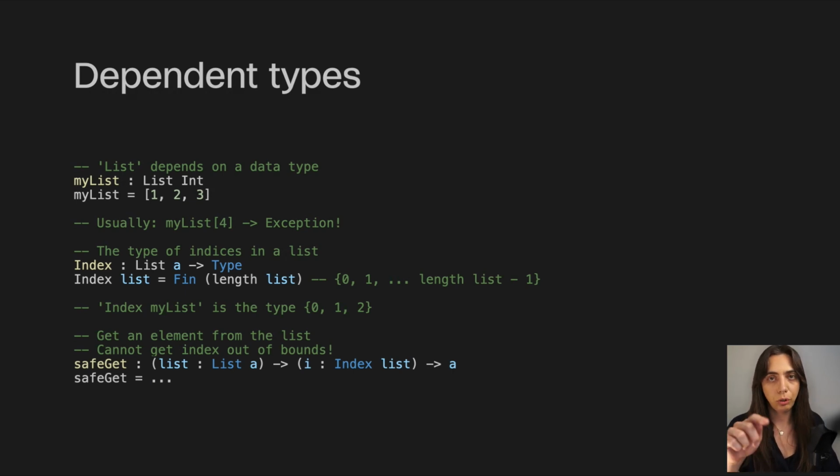And here I want you to recognize that this index type takes the list as an argument. And then we get the element at that index. And this is safe. This is not going to give you any runtime errors, because the indices that you have available depend on the list. I'm not going to go into the implementation here. It's defined in the standard library of Idris.